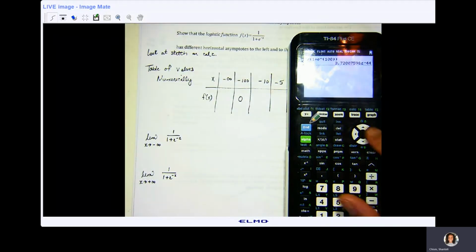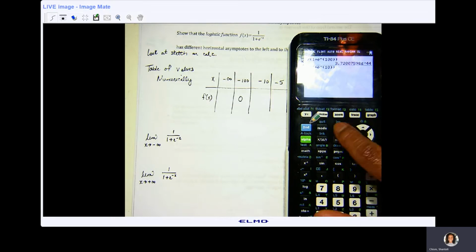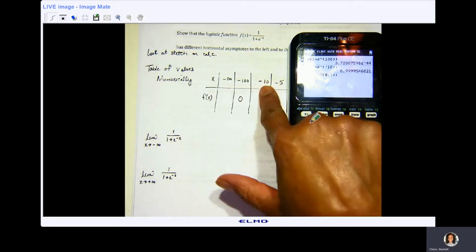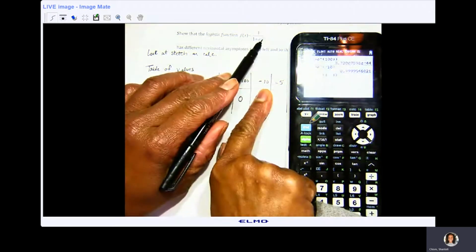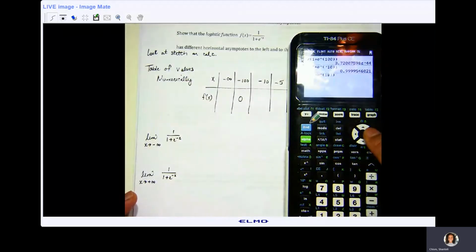Okay? Plugging in 10, or negative 10. I'm going to delete, insert, negative. I should also get 0. Okay, hold on. Let me double check that. Oh, no, I'm sorry. Positive 10. Because the number is negative and the function is negative, so that should be positive 10. And that is also 0.